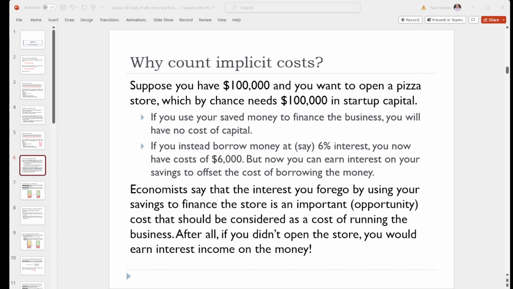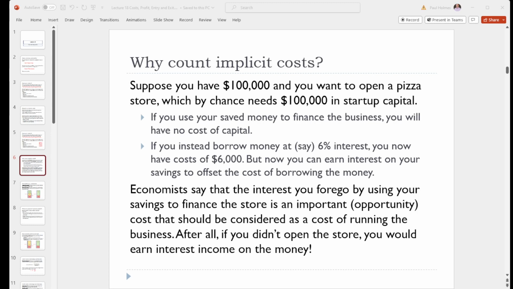What happens instead if you go to the bank and borrow that money? Well, the bank is definitely going to charge you interest. So the interest that you pay on that loan is going to now be a financial cost, an explicit cost for your business. Where you didn't have any cost, any financial or explicit cost, if you were going to use your money that you had saved up.